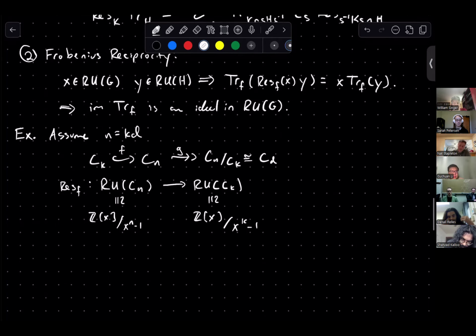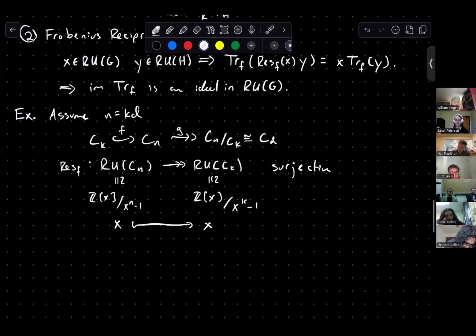So this map sends X to X, which is a perfectly good ring map, well, under the condition that K divides N. And it's a surjective map. So this is surjective. So this is a surjective ring map.